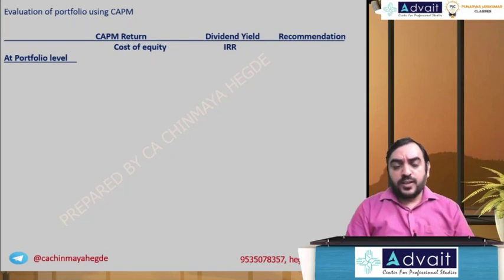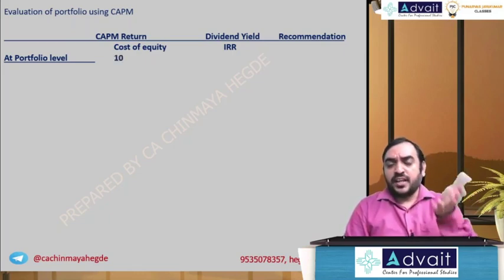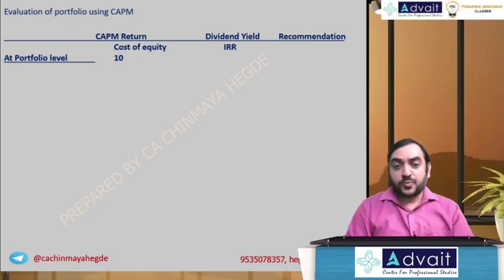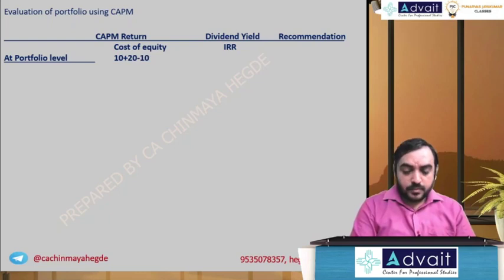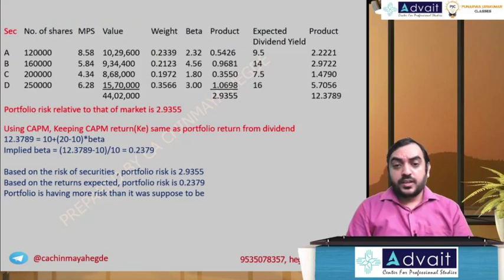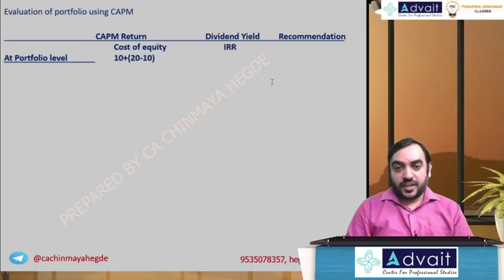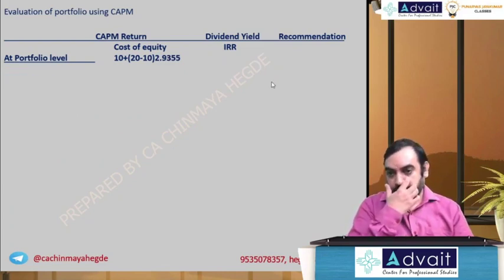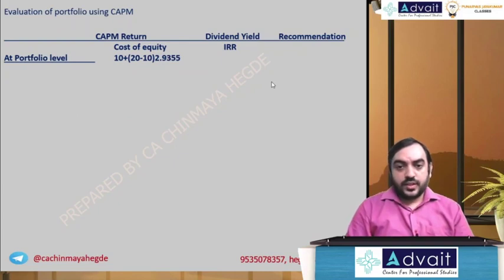Okay, so at portfolio level, what is the cost of equity going to be? Risk-free rate is 10. I hope I can write the formula rightly: RF plus RM minus RF into beta. In the exam, write the formula in the heading. 10 plus 20 minus 10 multiplied by beta. How much is the beta of the portfolio? 2.9355. So how much do you get? 20 minus 10 into 2.9355.